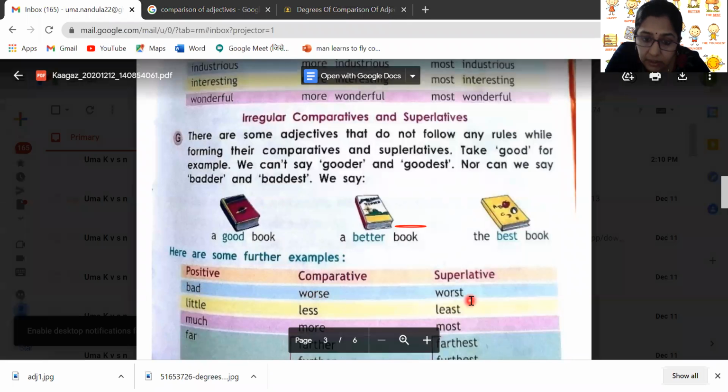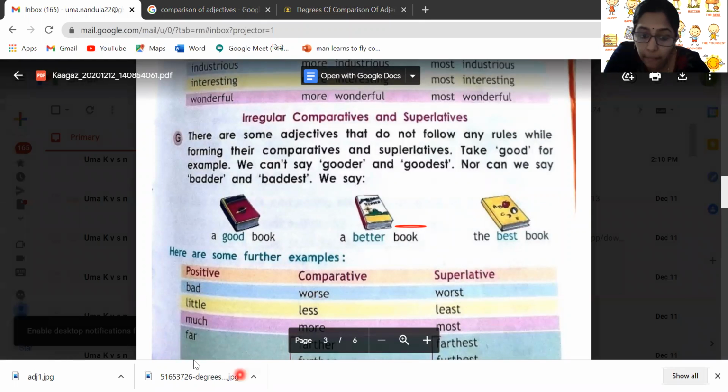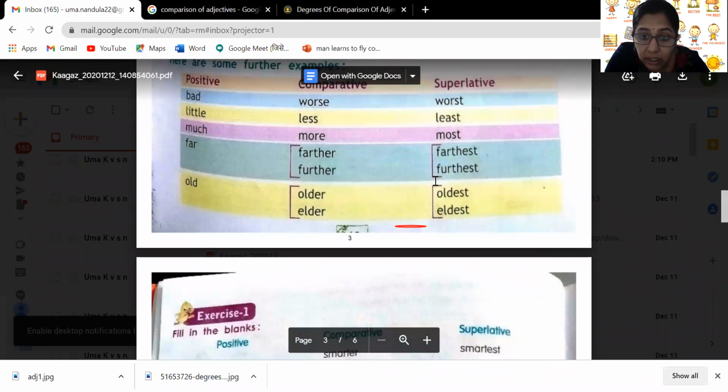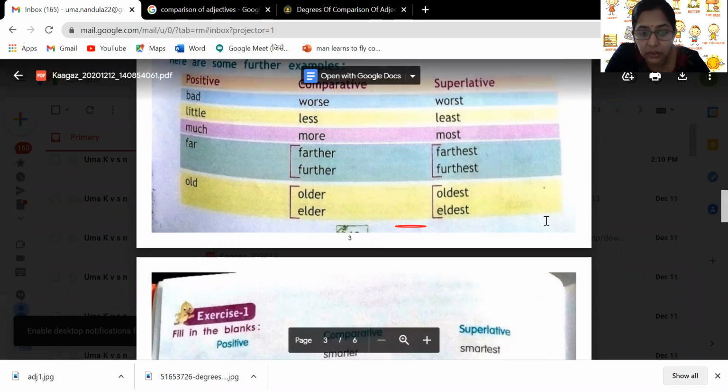Bad, worse, worst. Little, less, least. It can be littler, littlest. It can be more little, most little. It is different. Much, more, most. Far, farther, farthest. So these words you have to remember, children. Old, older, oldest. Elder, eldest is also correct. Far, further, furthest is also correct.